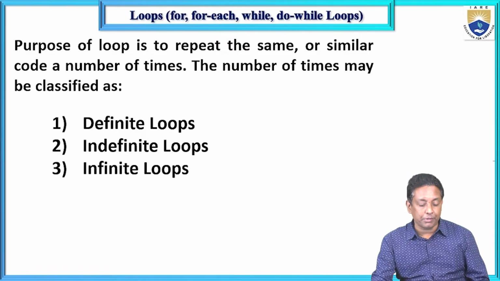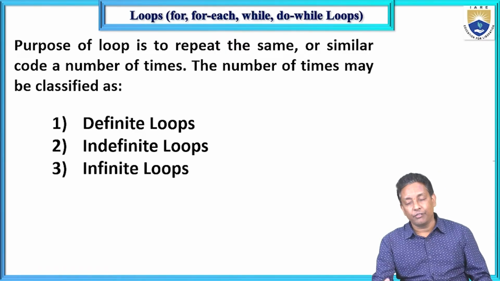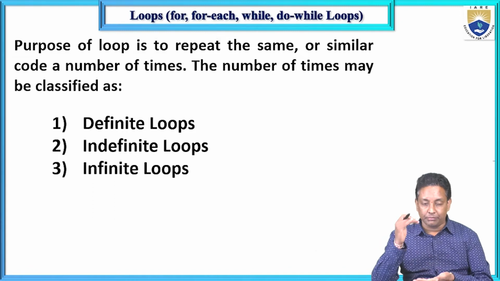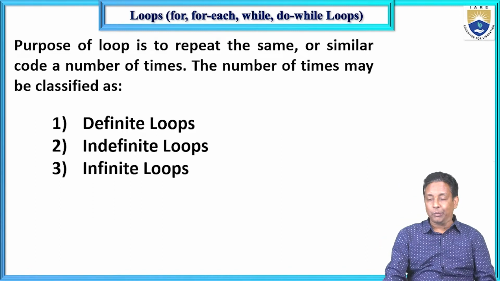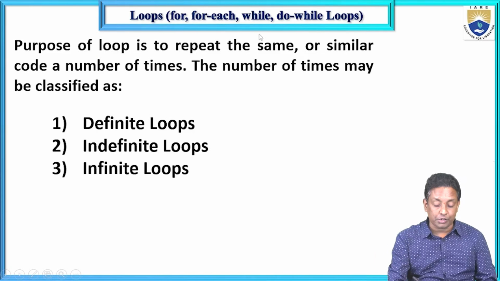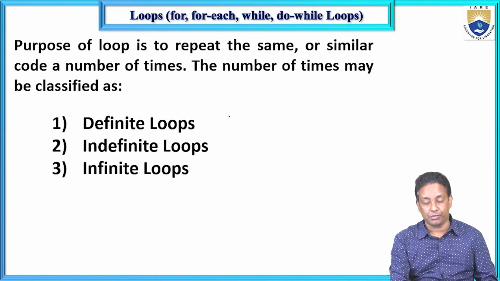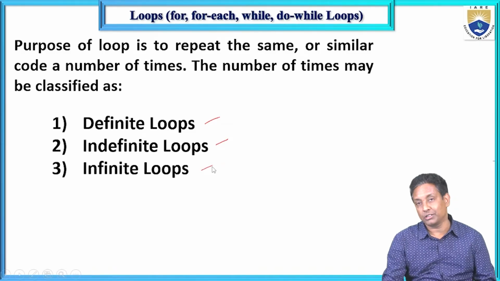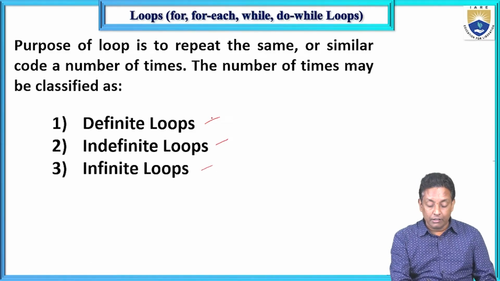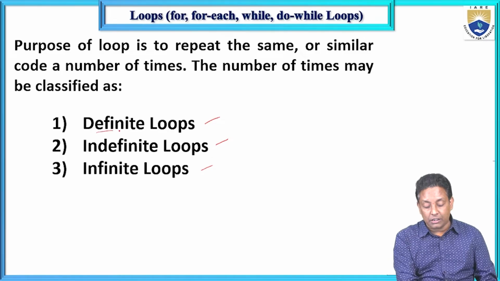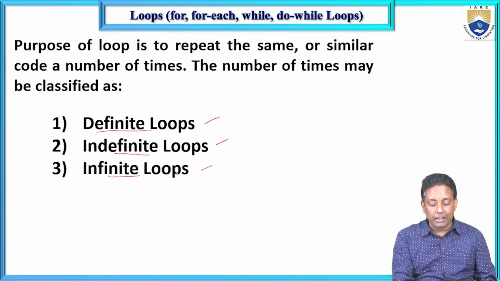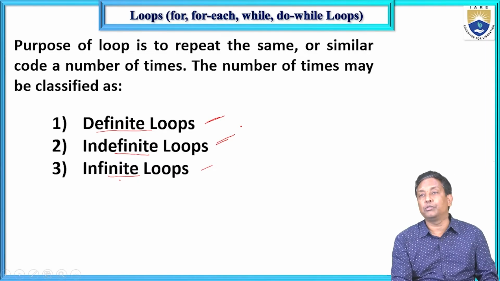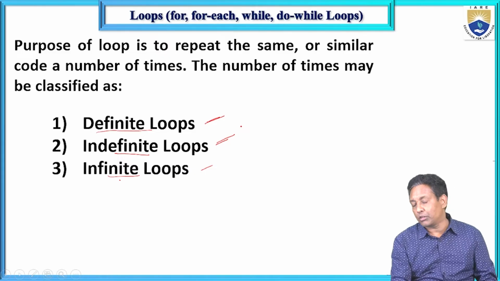We want to repeatedly execute some group of statements in the program. In loops also, we have three different types: definite loops, indefinite loops, and infinite loops. The names clearly indicate their meaning. Except for infinite loops, definite and indefinite loops are used more frequently in programs.